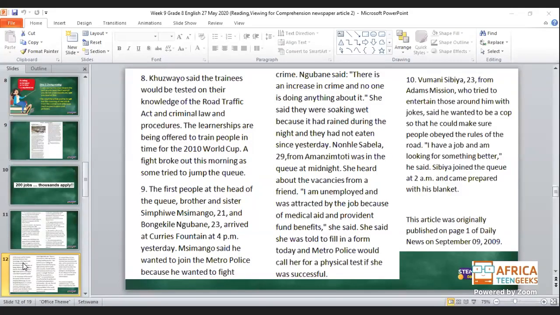Kuzwayo said the trainees would be tested on the knowledge of the Road Traffic Act and criminal law and procedures. The learnerships are being offered to train people in time for the 2010 World Cup. A fight broke out this morning as some tried to jump the queue.